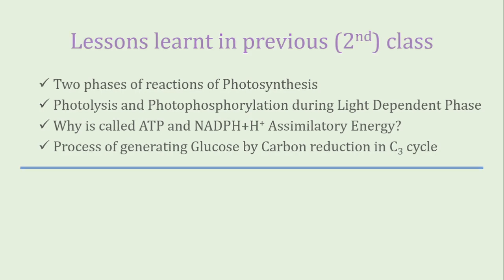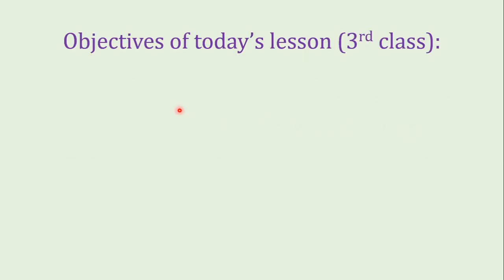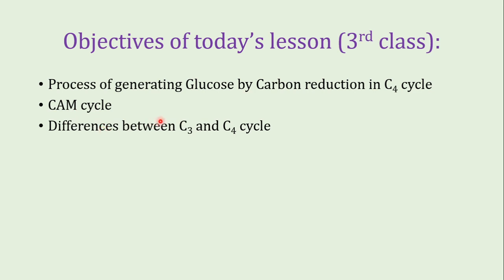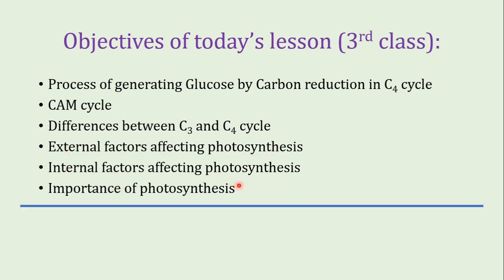the plants. And in the third class today, inshallah, we will learn about the C4 cycle that takes place during the light independent phase in some plants like maize, sugarcane, etc. And some plants like aloe vera and cactus follow the CAM cycle, or crassulacean acid metabolism cycle, to produce glucose. Inshallah, we will learn about these two processes. We will understand the differences between the C3 cycle and C4 cycle, the external and internal factors that affect photosynthesis, and the importance of the photosynthesis reaction.